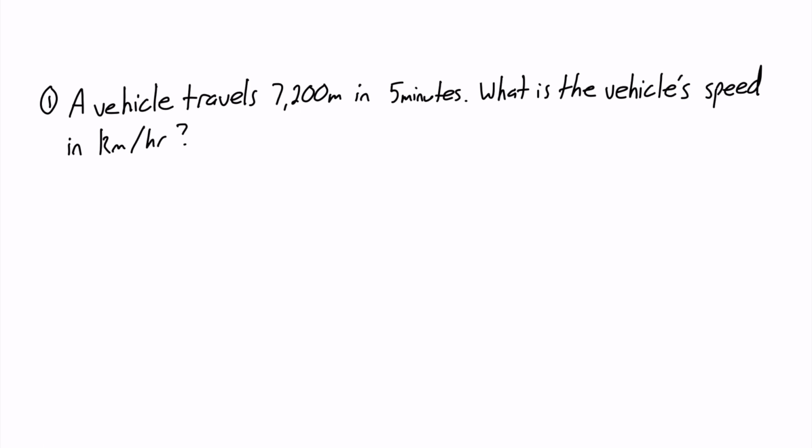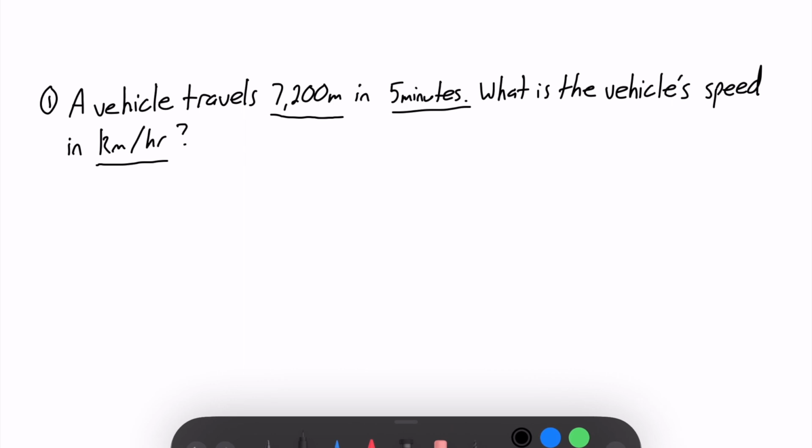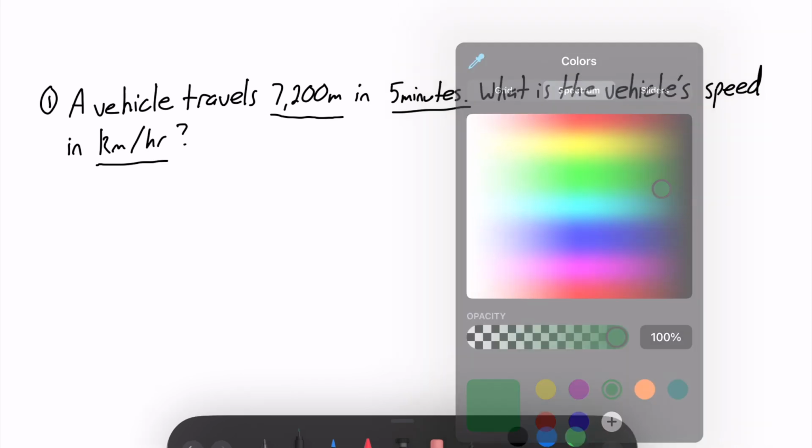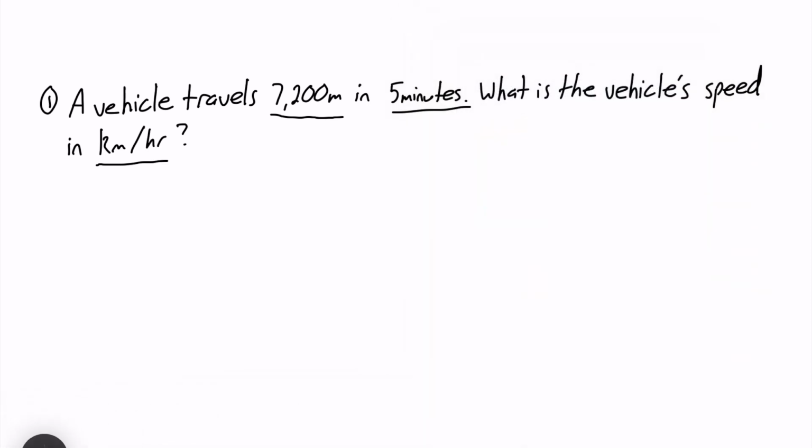7,200 meters in 5 minutes, and it asks what is the vehicle's speed in kilometers per hour. So a couple things here. We do have a distance and we also have a time. However, the question asks for a speed in kilometers per hour. So that is important because our distance right now is in meters and our time is in minutes. So we will need to make some conversions before we figure out that final speed in kilometers per hour.